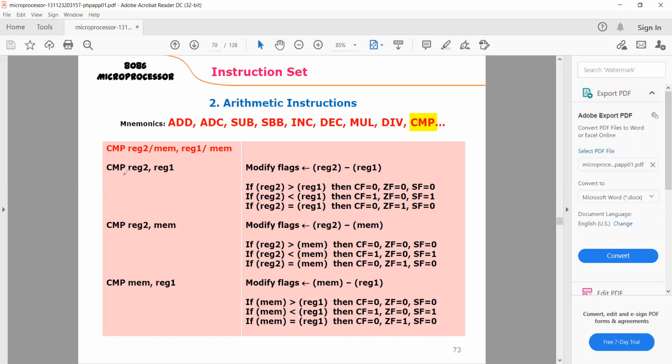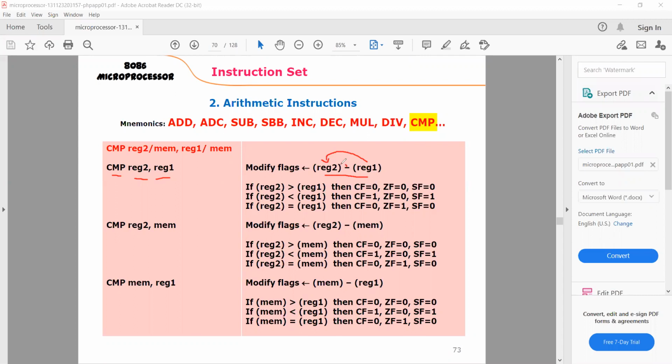See, compare. You can compare the data present in register 2 with the data present in register 1. That means you will have some data in register 1 and some data in register 2. Both the data will get compared. So what does comparison mean? The data present in register 1 will get subtracted with the data present in register 2.